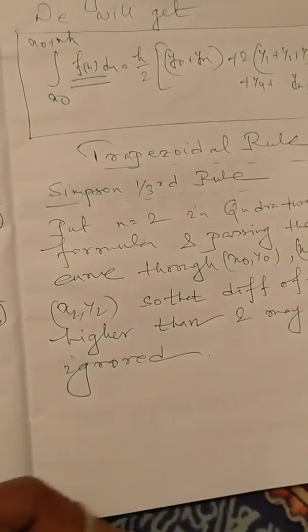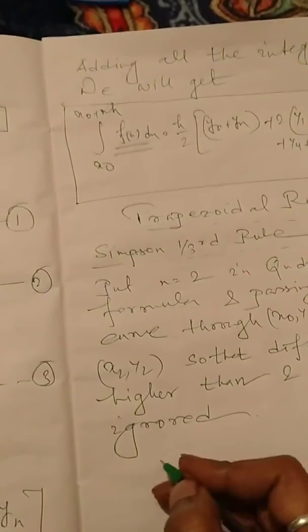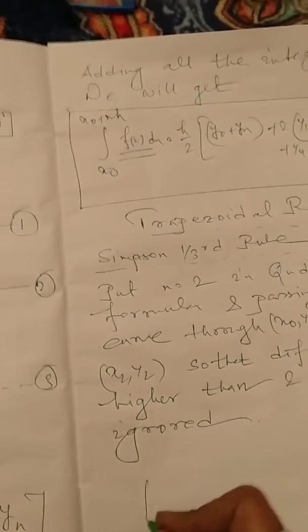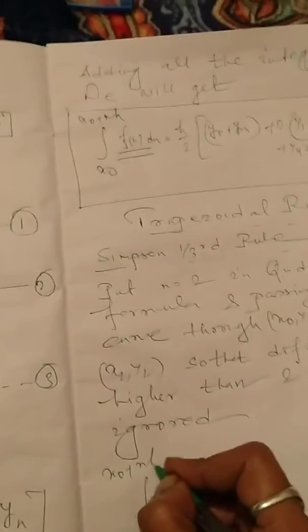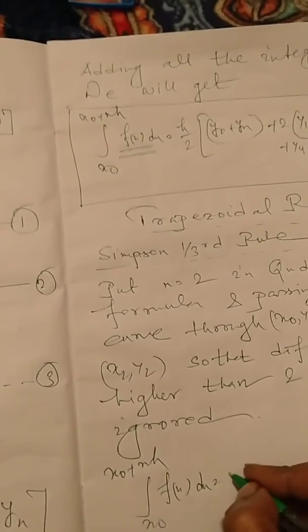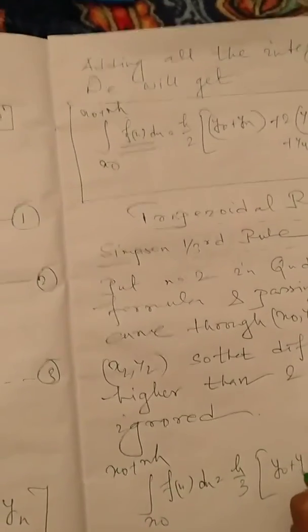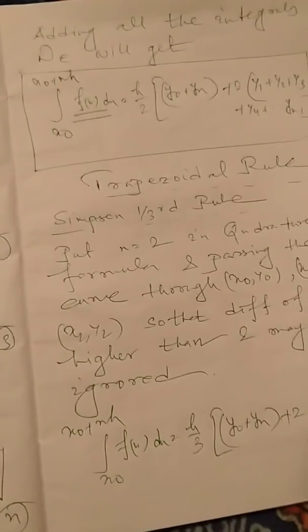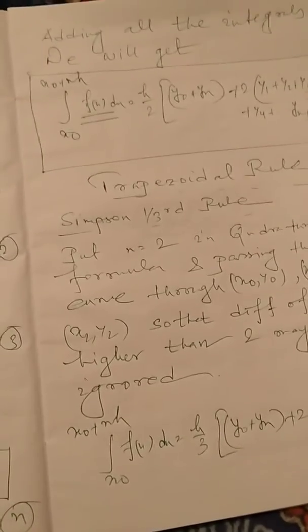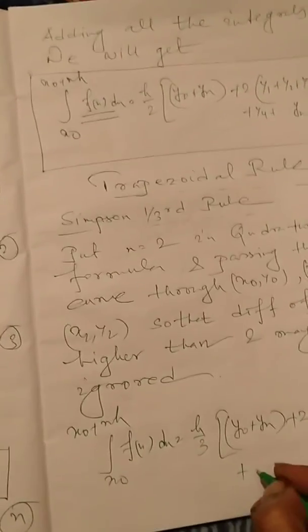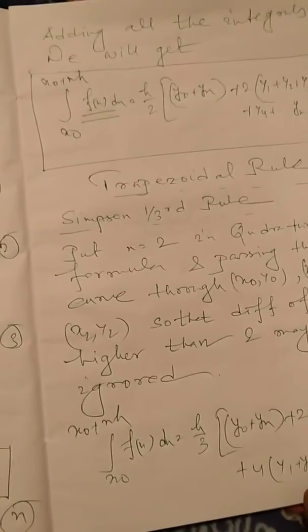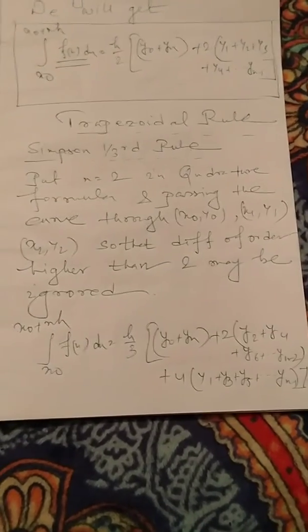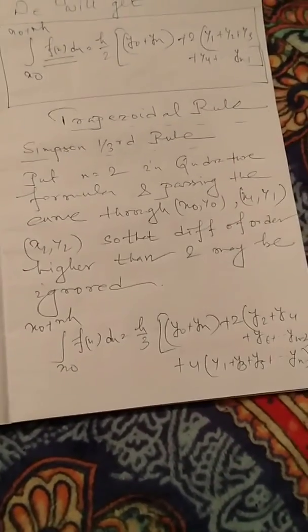Same thing, we proceed in the same way, and finally we get the integral from x0 to x0 plus nh of f(x) dx equal to h by 3 into [y0 plus yn, plus 2 into the even terms y2 plus y4 plus y6 up to yn minus 2, plus 4 into the odd terms y1 plus y3 plus y5 up to yn minus 1]. So this is the Simpson 1/3 rule.